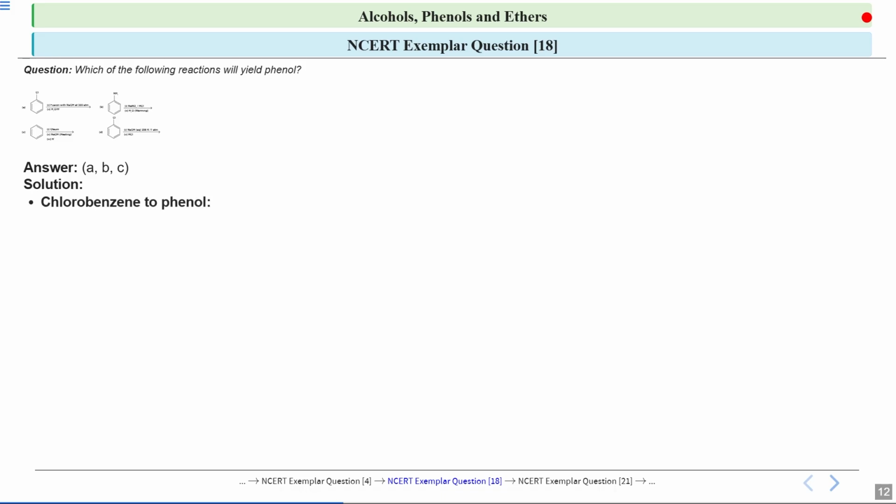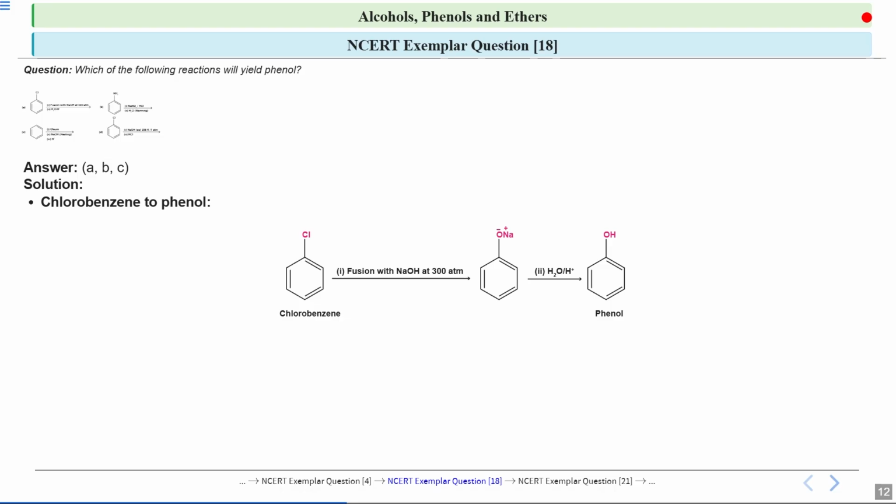First reaction is chlorobenzene to phenol. Now look at this particular reaction. Here chlorobenzene is the initial reactant and finally you are getting phenol. So this reaction is converting chlorobenzene to phenol. What is happening in the first step? In the first step there is fusion with NaOH at 300 atm, and this will give you phenoxide ion.